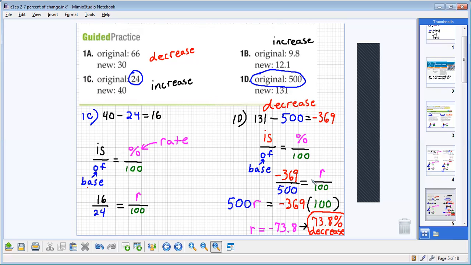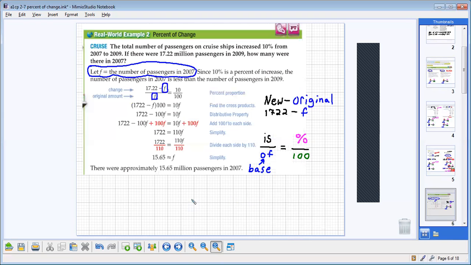Notice we use the cross product. In here, we know that R times 500 is just 500R, if you're someone who starts with R there. Negative 369 times 100. Divide each side by 500. And we get negative 73.8. Now, I would not want to write negative 73.8%. That would be wrong. It would be a 73.8% decrease is how we would describe that.